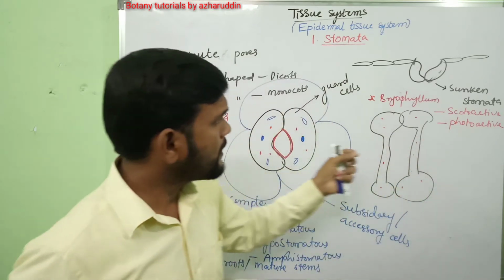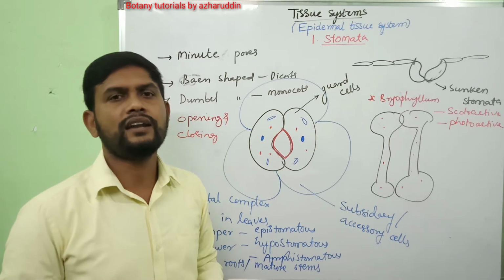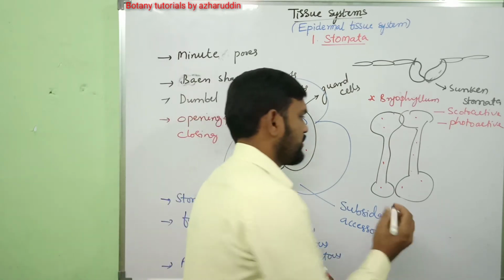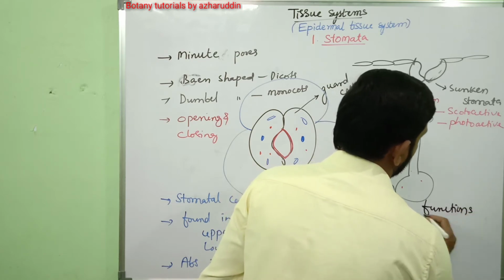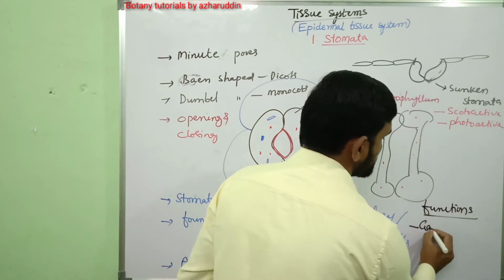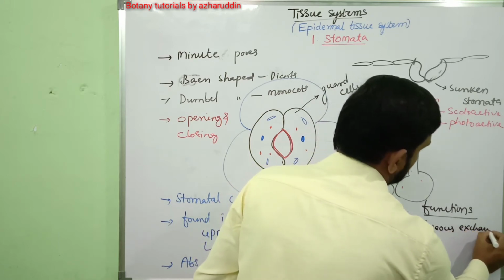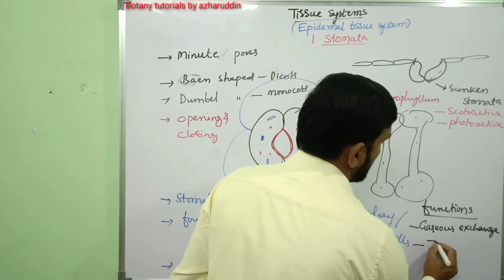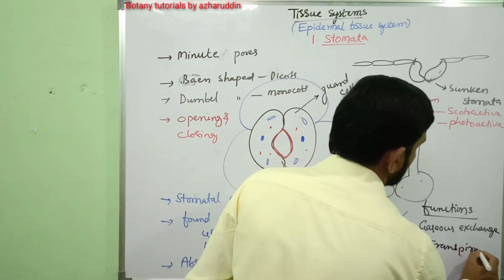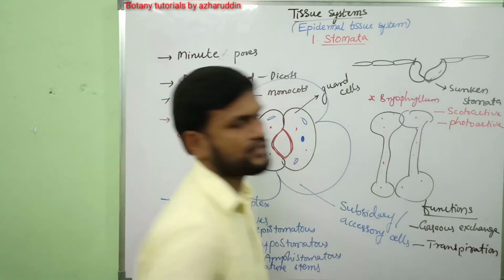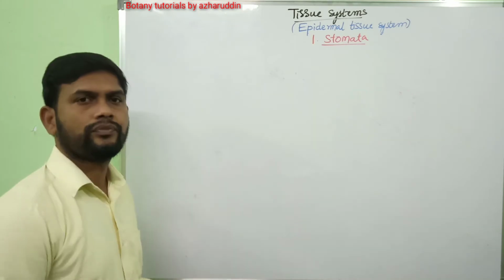The main function of stomata is gaseous exchange, and they help in transpiration. Coming to functions, they help in gaseous exchange and they also help in transpiration. The main function of stomata is transpiration and the second one is gaseous exchange. This is about the structure of stomata.